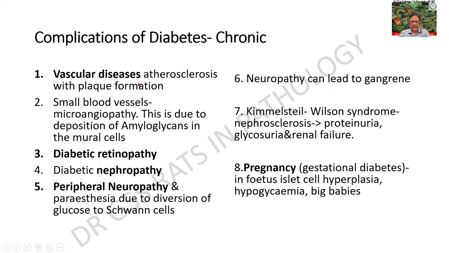There can be vascular diseases, which we shall be seeing, atherosclerosis and so on. Diabetic retinopathy, nephropathy, and peripheral neuropathy, which can be because of the diversion of the glucose to the Schwann cells. Also, pregnancy or gestational diabetes can induce some changes in the fetus, resulting in big babies. So this list of complications, please do remember. In pathology, you will be asked complications of diabetes.